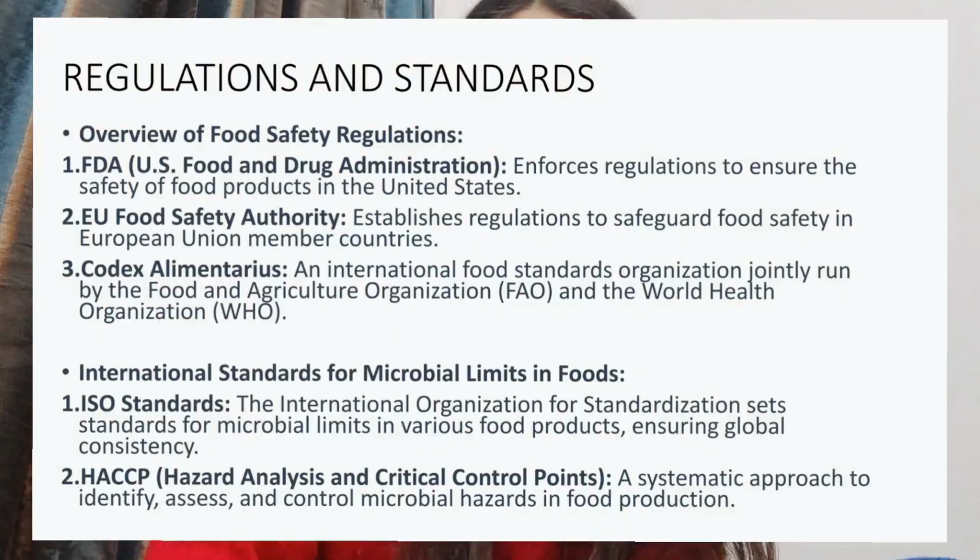And then we have a set of regulations and standards which have to be followed. For example, FDA, US Food and Drug Administration, enforces regulations to ensure the safety of food products in the United States. Then we have the EU Food Safety Authority, which ensures food safety in European Union member countries. And then Codex Alimentarius, a very important international food standard organization, jointly run by the Food and Agriculture Organization and the World Health Organization. Talking about international standards for microbial limits in food, we have ISO standards, that means the International Organization for Standardization sets standards for microbial limits in various food products, ensuring global consistency.